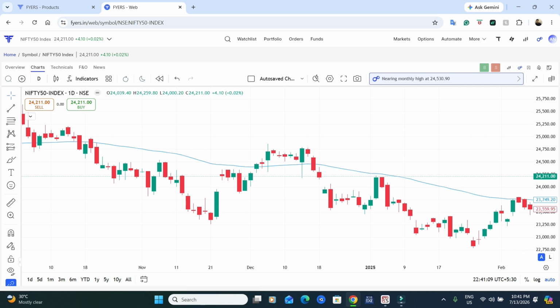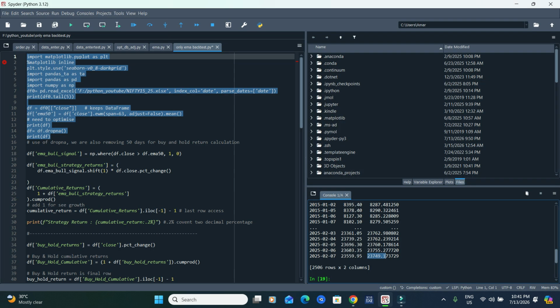You see here the close is also displayed here. You can see C is equal to 23,559 and the exponential moving average is 23,749.20 here. So this is very close. So we have verified that the EMA calculated by Python is similar to the broker's.